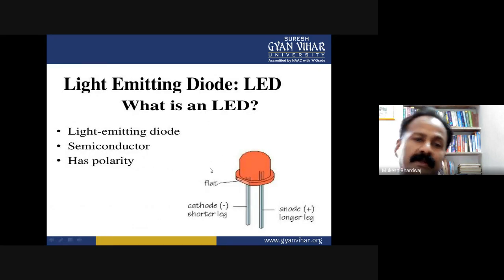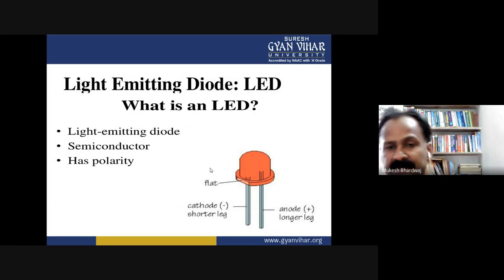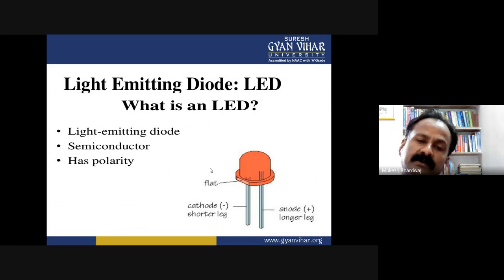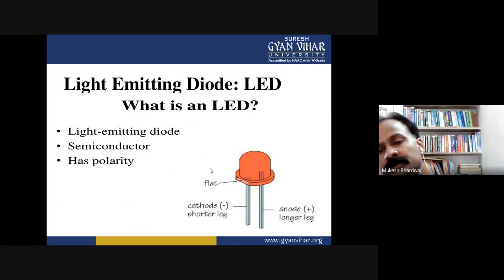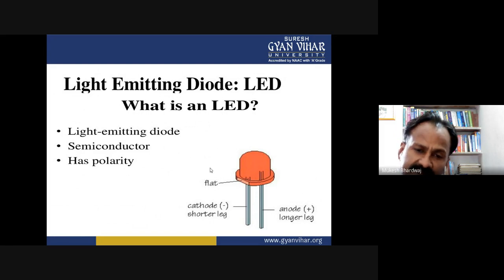Now, light emitting diode, LED. What is an LED? Light emitting diode is a semiconductor, has a polarity. Normally the LEDs are the glowing lights, sometimes used to indicate various color codes or for various color reflections. We use LEDs in various projects.